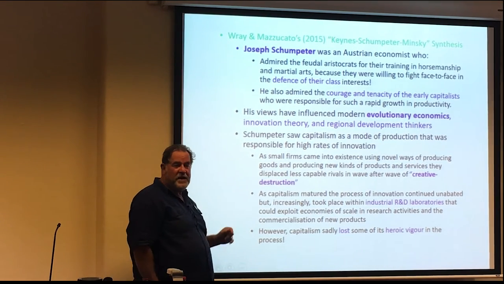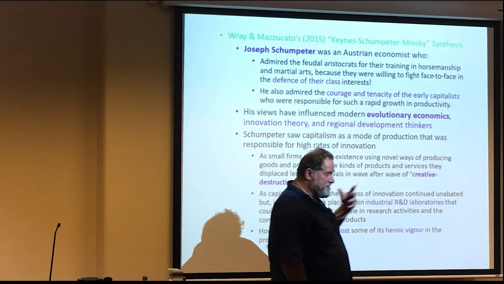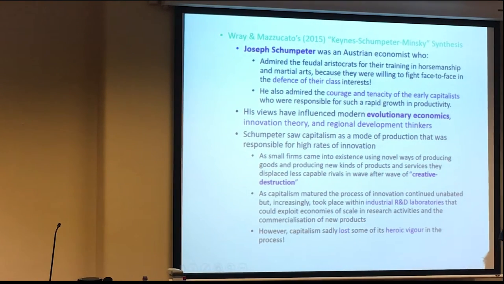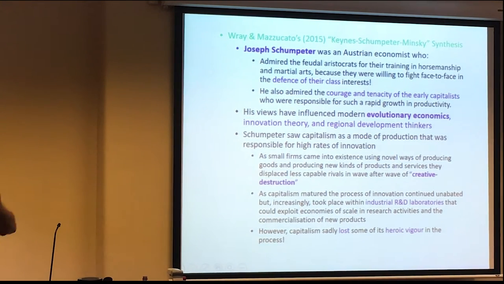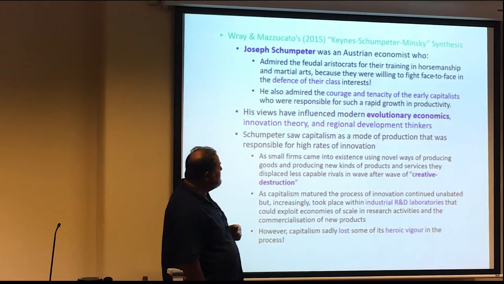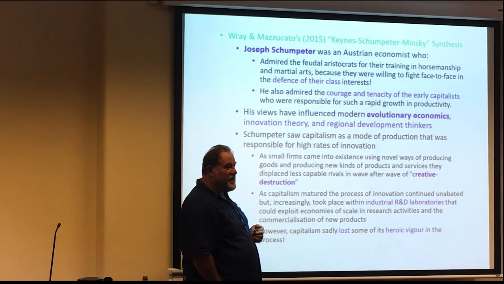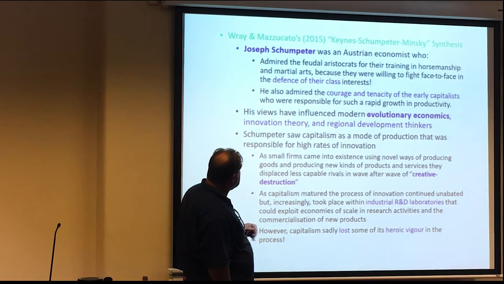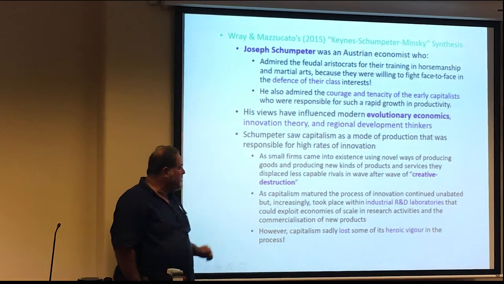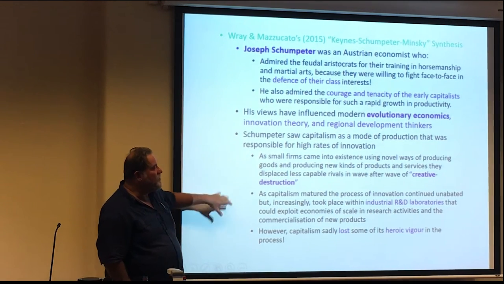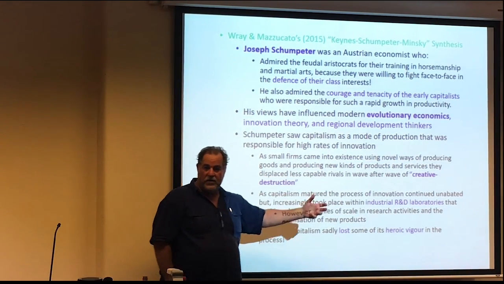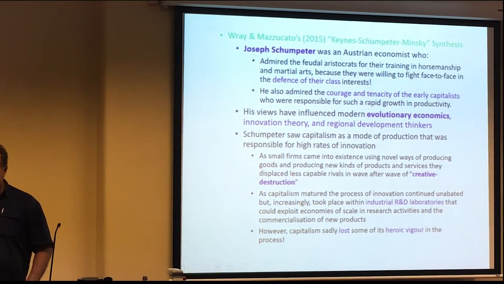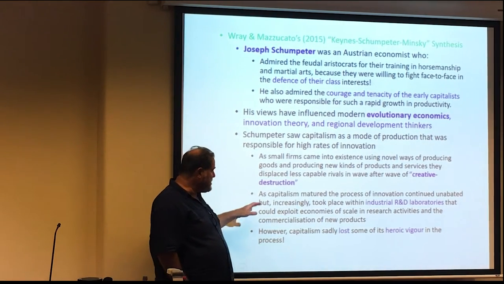So I've got a little bit of a blurb here on Schumpeter. He admired the aristocrats because they were trained to defend their class interests at the point of a sword. He came from Austria, where people famously used to go around with monocles, and the men used to proudly display their dueling scars. That was the Austro-Hungarian Empire, as we know. But he was interested in evolutionary economics, what he called the process of creative destruction, where new firms would wring out the old, introduce new ways of doing things, and become successful at the expense of the old-fashioned firms.